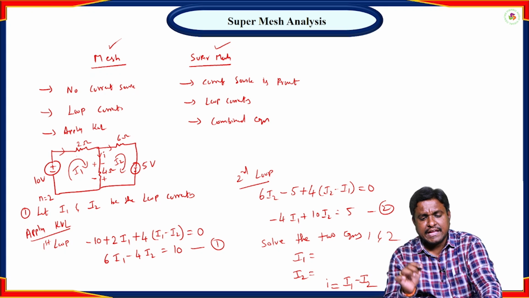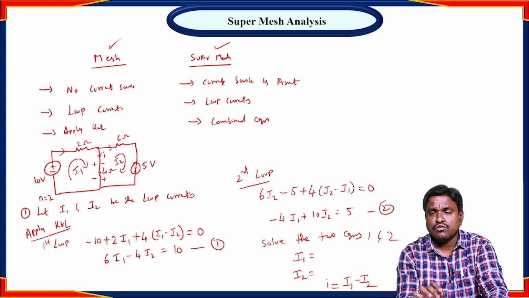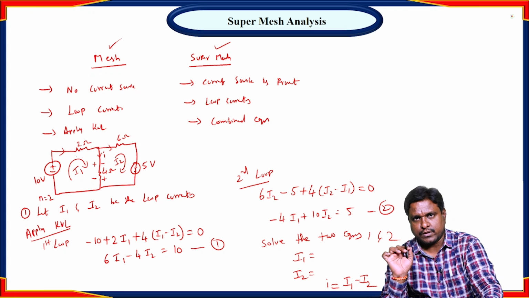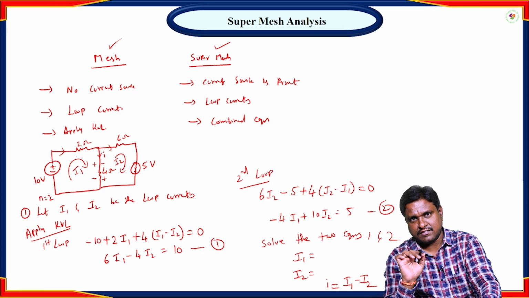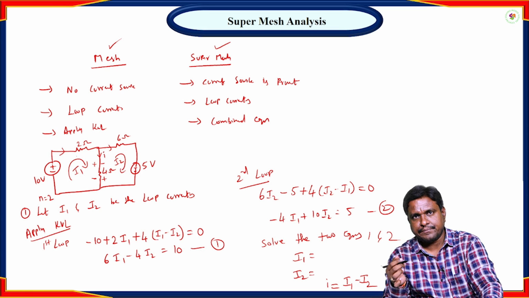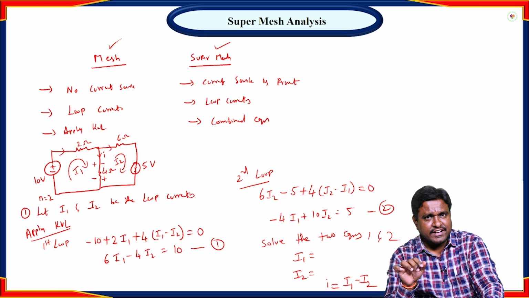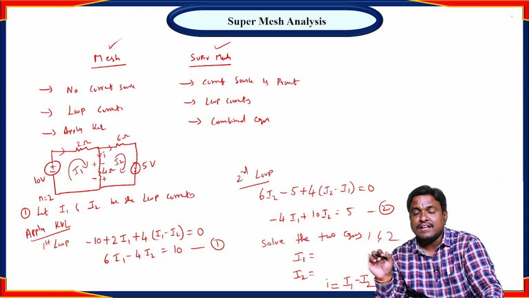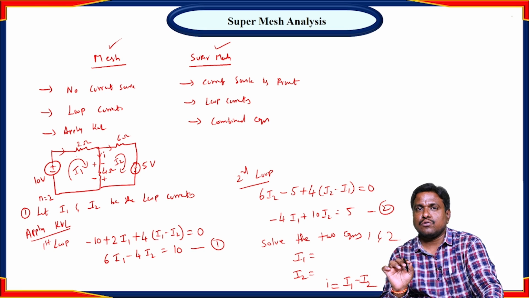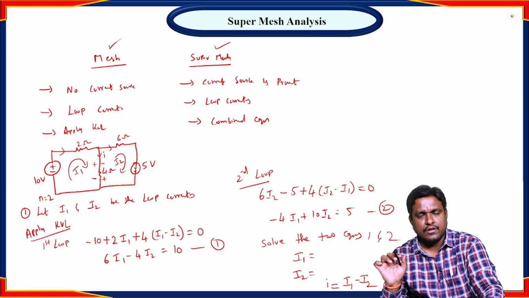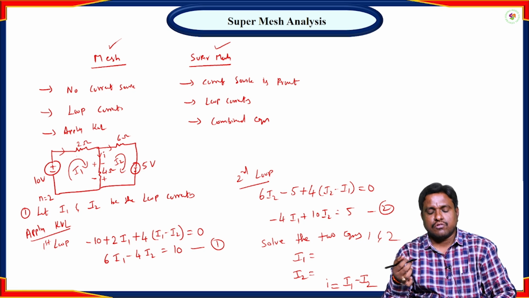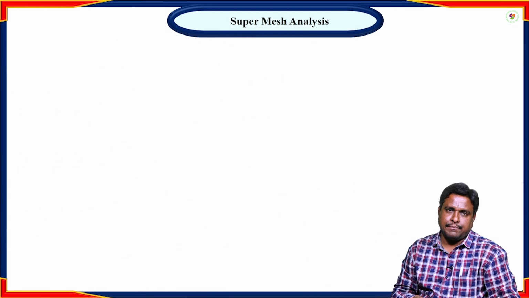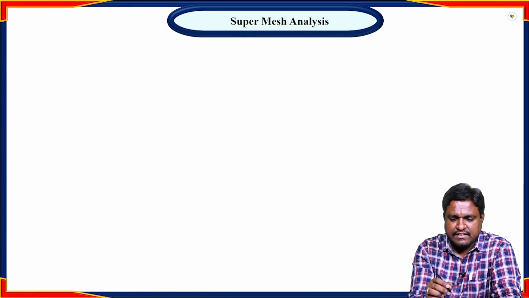So now here we can observe that there is no current source in the given circuit. Now we will discuss the concept of super mesh analysis. So how is it going to be? As already discussed, in order to have the concept of super mesh analysis, there should be a current source in the given circuit. So let us take an example and solve that particular problem so that you can have a clear idea on that part.